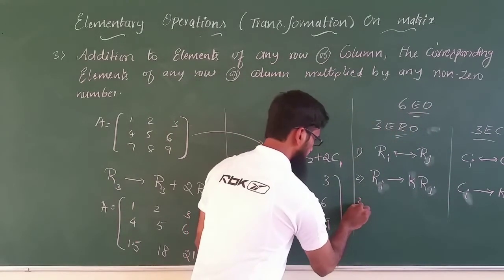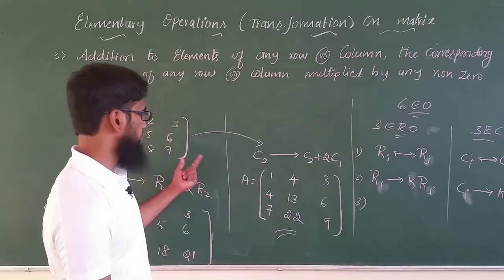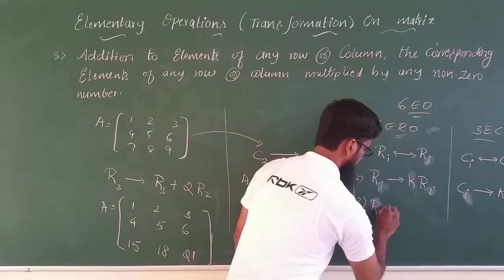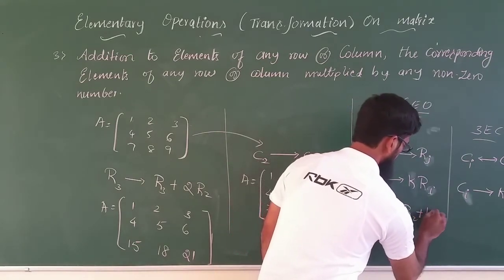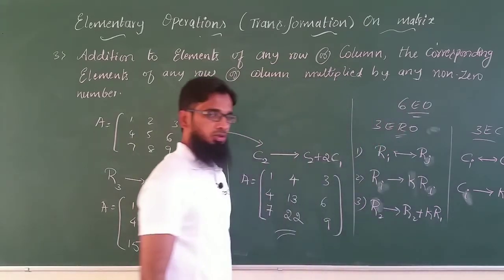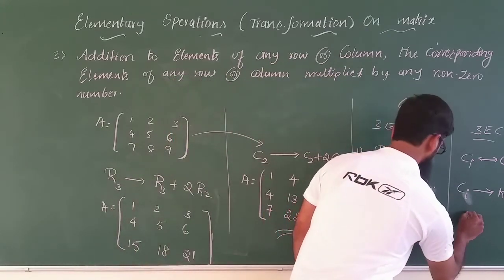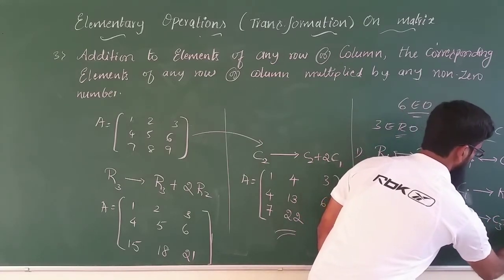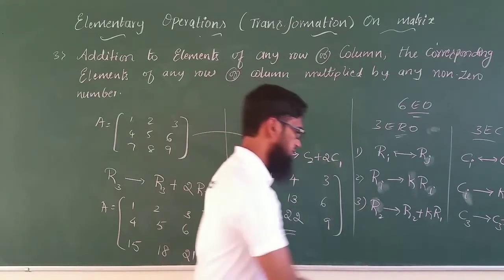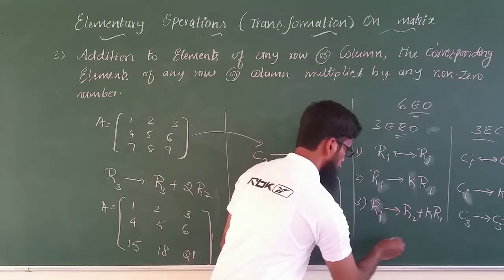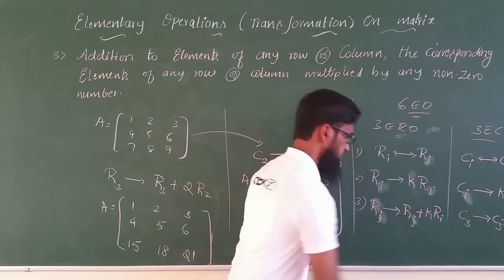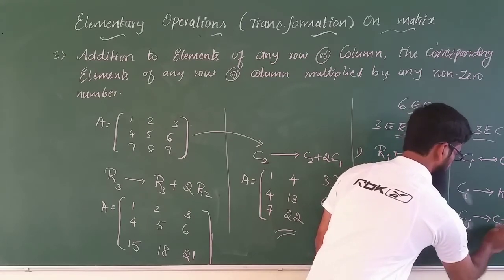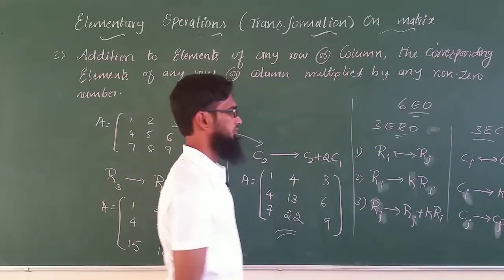Now the third important elementary operation is this: I can change the row R2 to R2 plus kR1, like this. Similarly, for the column operation, C3 changes to C3 plus kC1. For reference, in the standard form, I can take this as i and this as j; you can take any values here.